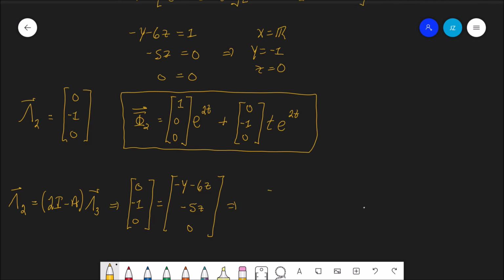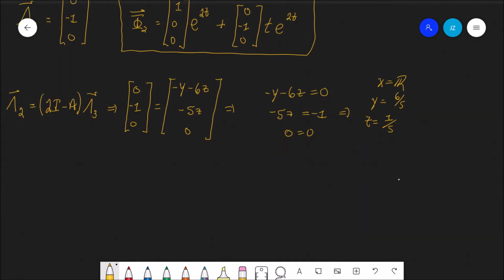So this will give us the system. Negative y minus 6z equals 0. Negative 5z is equal to negative 1. And again, 0 equals 0. So z has to be a fifth from that second equation, which means that y would have to be 6/5 from the first equation. And again, x can be any real number. Set it equal to 0 again. So we can take our third eigenvector to be (0, 6/5, 1/5).